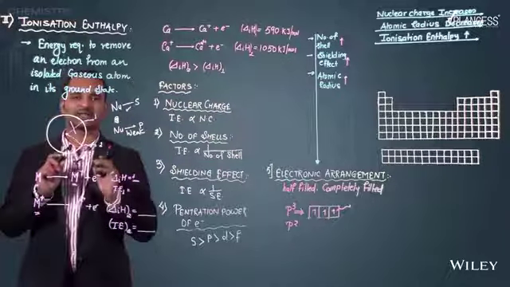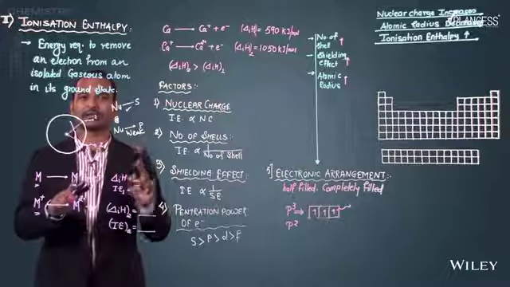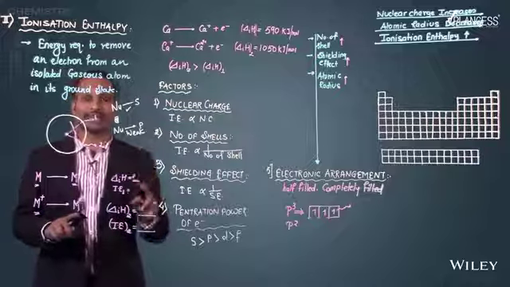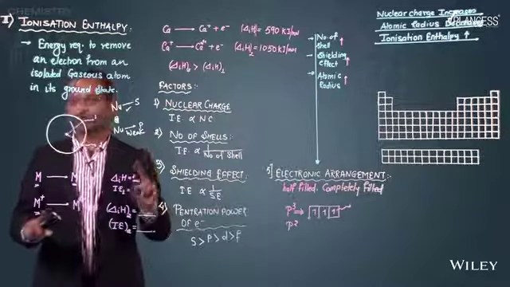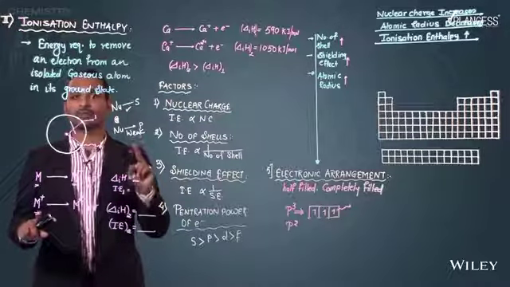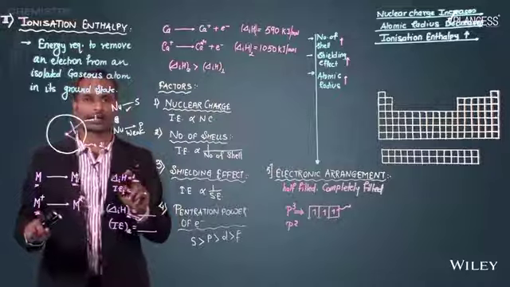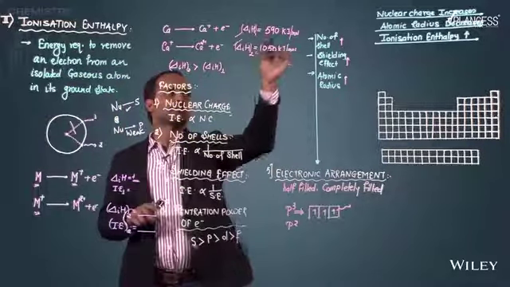So if someone asks what is first ionization enthalpy, I will say it is the energy required to remove an electron from an atom. But if it is asked what is second ionization enthalpy, my answer will be that it is the energy required to remove an electron from a monovalent ion, because we are removing the second electron from a monovalent ion. Okay. Here I had explained the things with the help of examples and values.